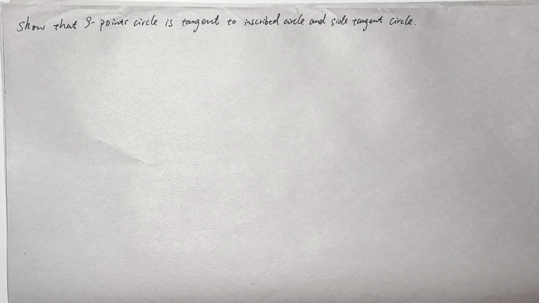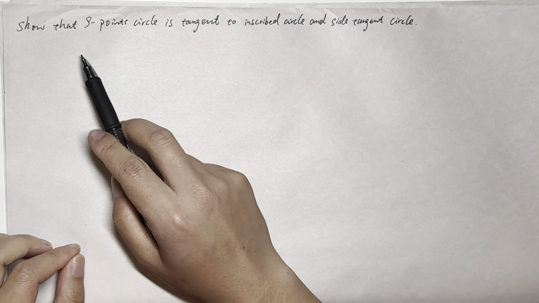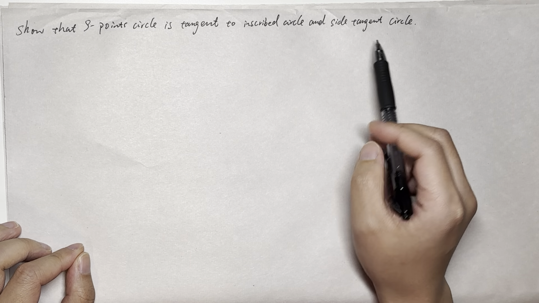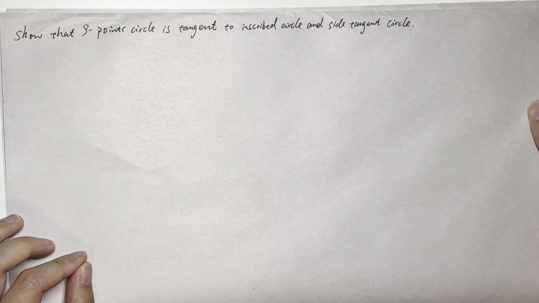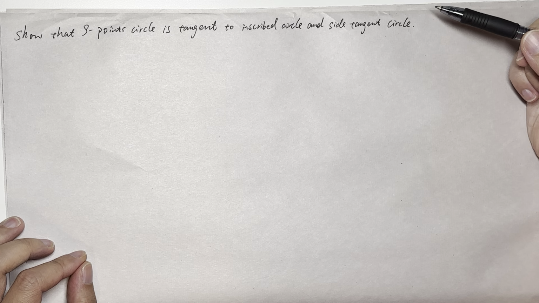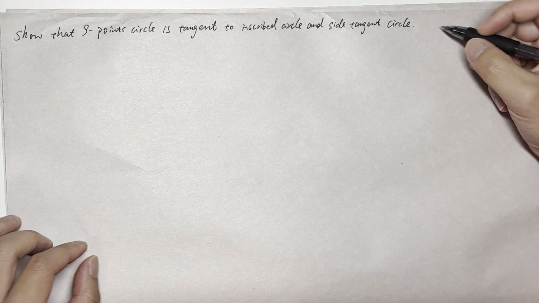Let's continue our study on the 9-point circle. Here is a problem. Show that the 9-point circle is tangent to the inscribed circle and the side tangent circle. So this problem is actually asking us to figure out the relation between circles, right?